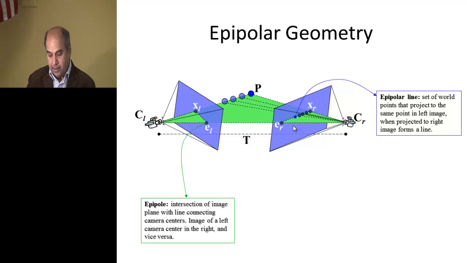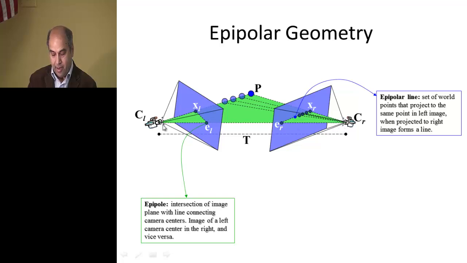The second thing is that the image of the camera center, say of the right camera, in the left camera is called EL, which is called the epipole. Okay? And the image of the left camera in the right camera is ER, and this is also an epipole. So it has a name. What we are doing is finding the image of the camera center by connecting it with the camera center of the other camera.